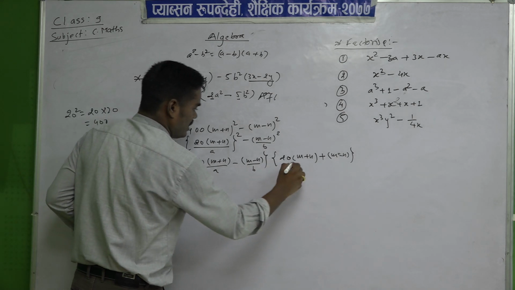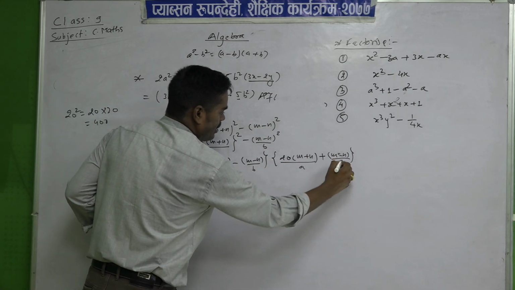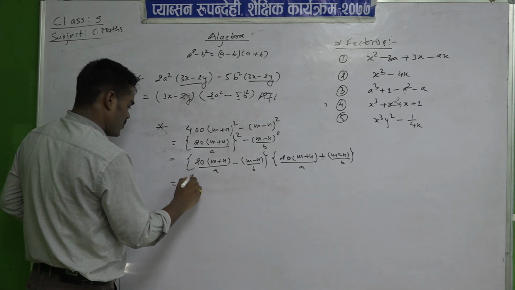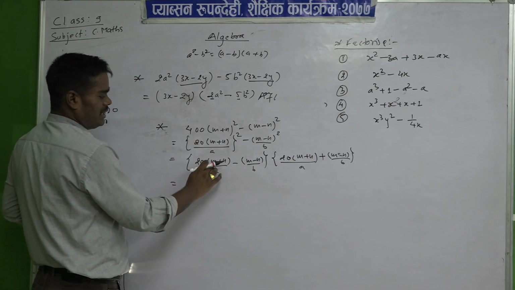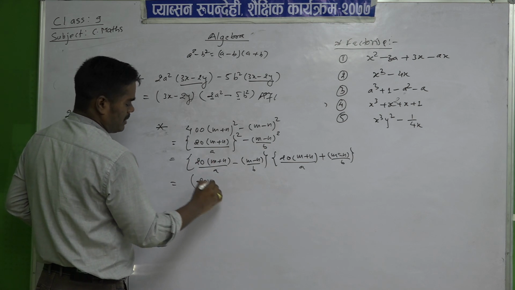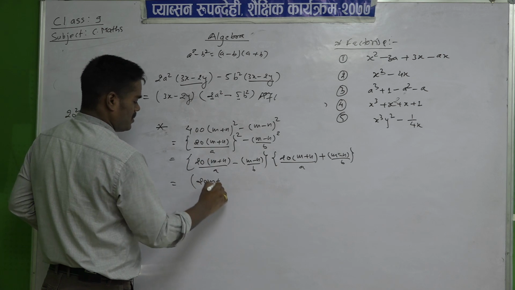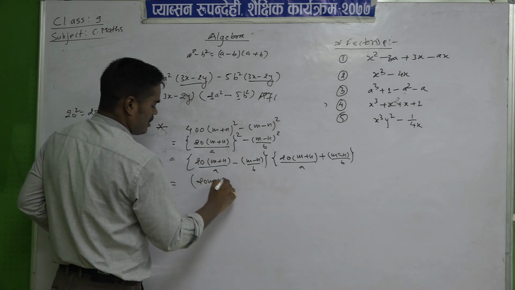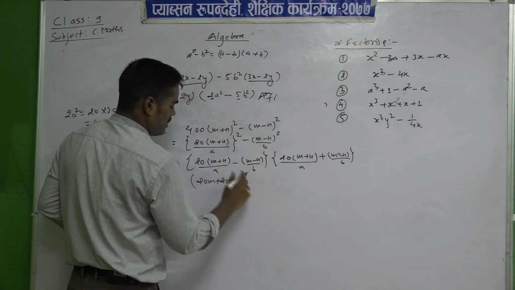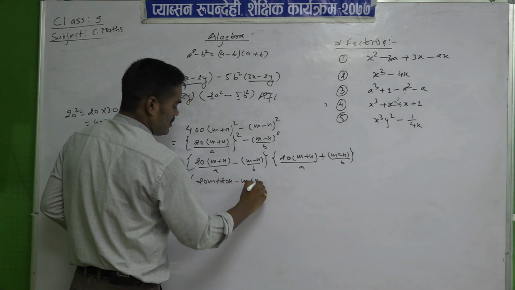This is B, A, B. Now, simplify. So, what is here? 20 plus into plus, plus 20 into m, 20m; plus into plus, plus 20 into n, 20n; minus into plus, minus m; minus into minus, plus.